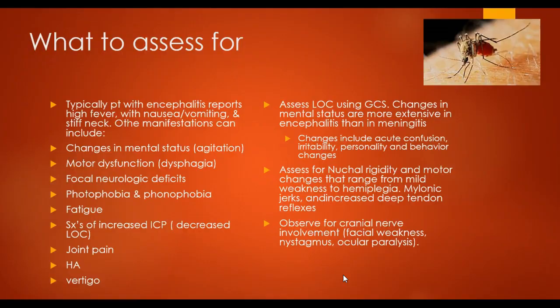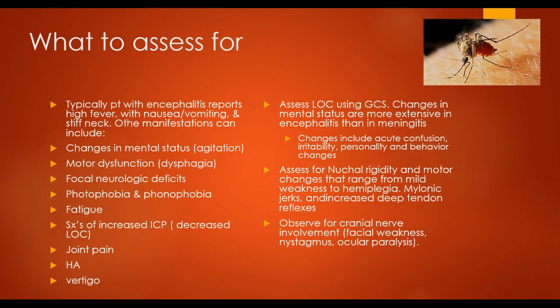So what are we assessing for? Typically, the patient with encephalitis reports high fevers with nausea, vomiting, and stiff neck. Sound like something else? Yeah, it does. So we have to look at some other differentiating criteria and clinical presentation, because this can sound a lot like meningitis, right? Well, it's in the same area. It can cause a very similar presentation. So let's look for something classic that readily distinguishes encephalitis from meningitis.